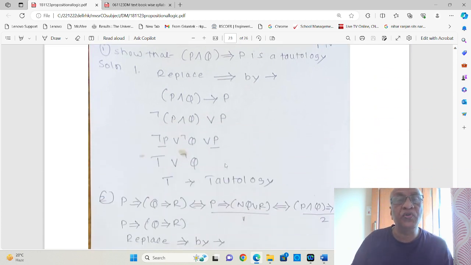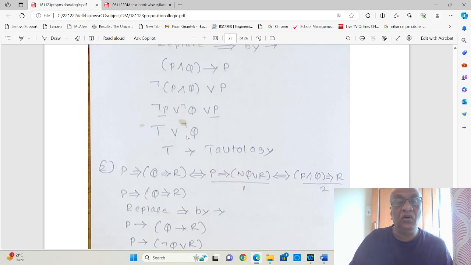Let us look at a few proofs. We have to prove that P and Q implies P. So this double arrow will be replaced by a single arrow. So it becomes P and Q implies P. So it is A implies B, and that will be represented as not A or B. So that will be not (P and Q) or P. So I'll be applying this not to individual terms: not P or not Q or P. So not P or P will be true. Okay, so that is a tautology. So T or not Q, so again, it's a tautology.